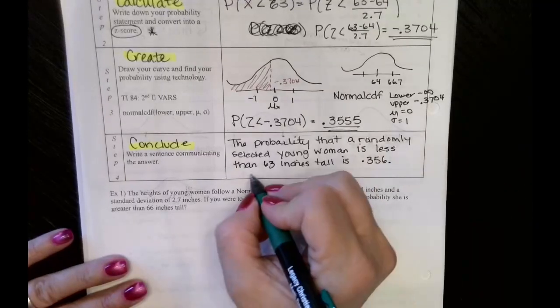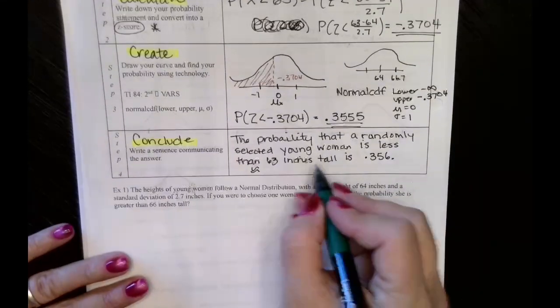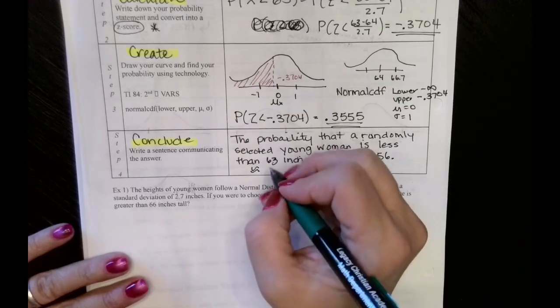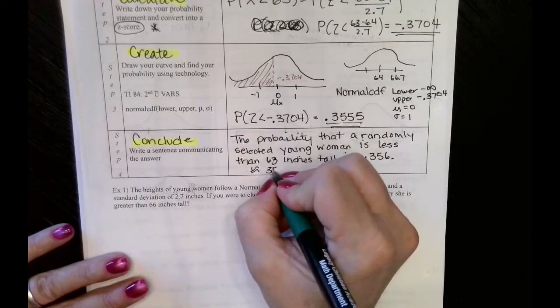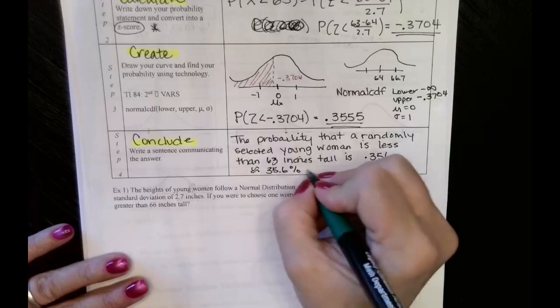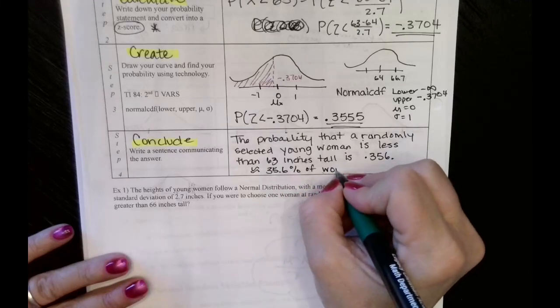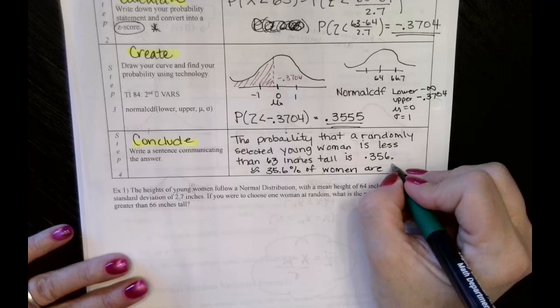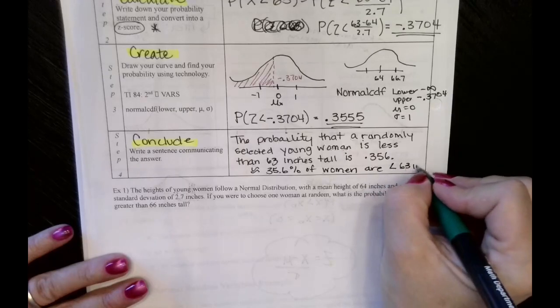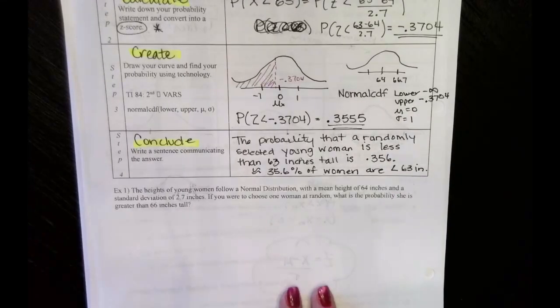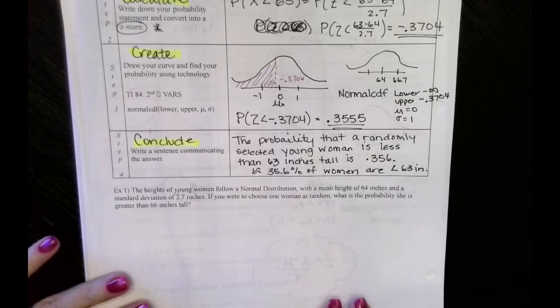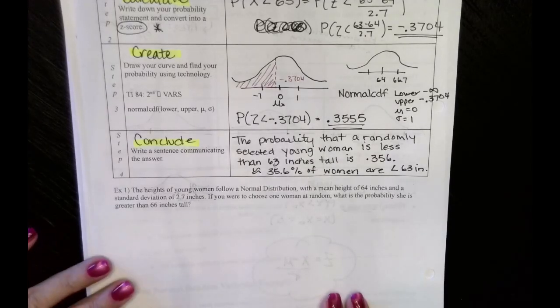Now, what this also means, and I don't have to say this, this is my probability statement, so I'm good there. But what I can also say is that 35.6% of women are less than 63 inches. That's what else this is saying. Okay. All right, let's work through another one.